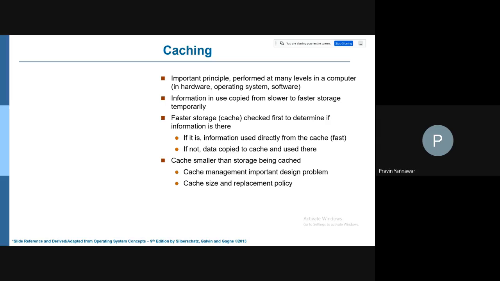Caching is nothing but, for example, anything like... I'll just give you an example. First we'll talk about the example, then we'll try to understand the example, then we go with the principal points.